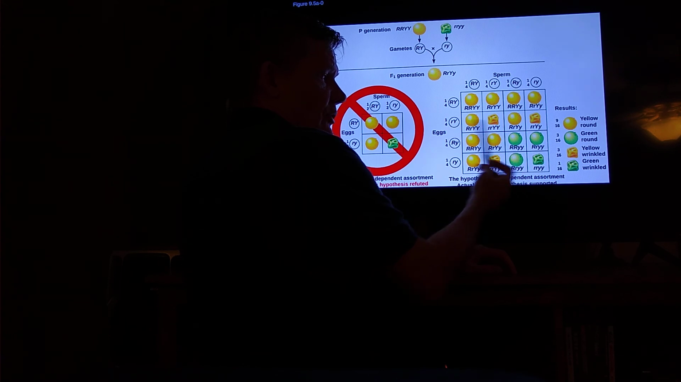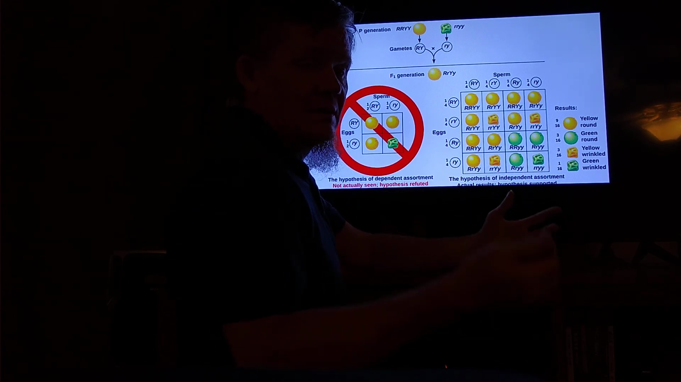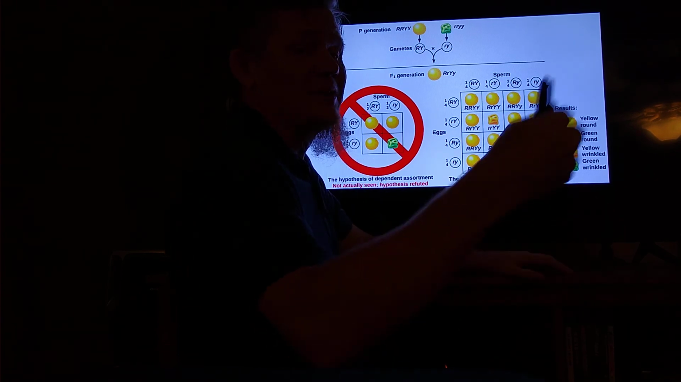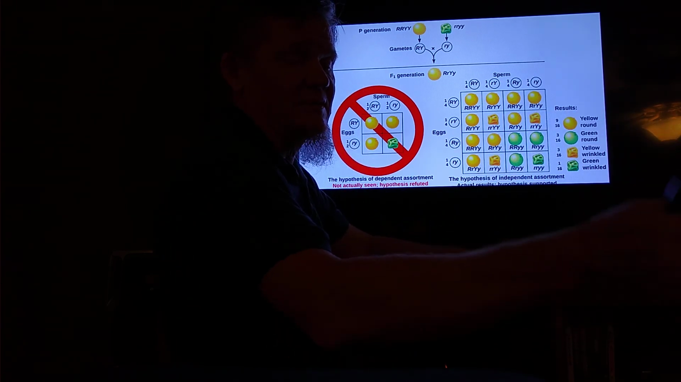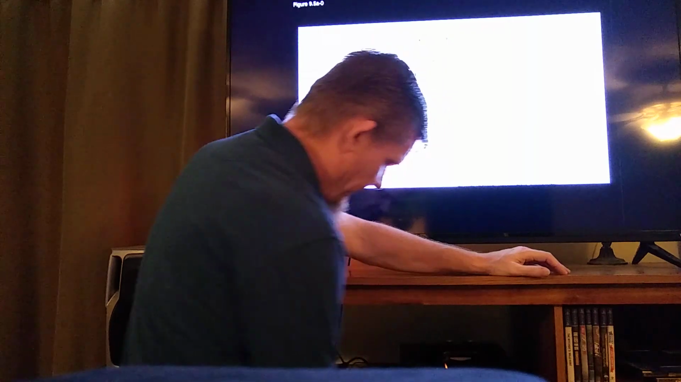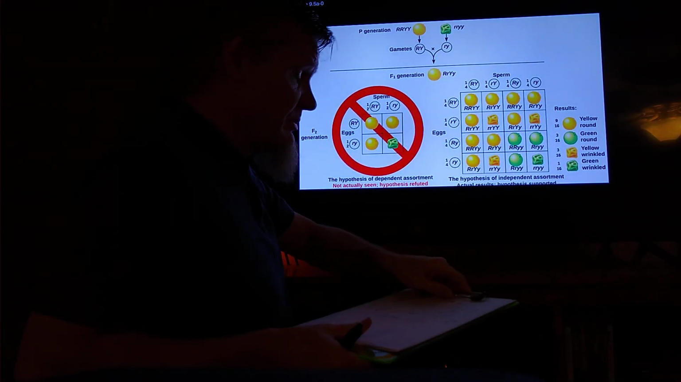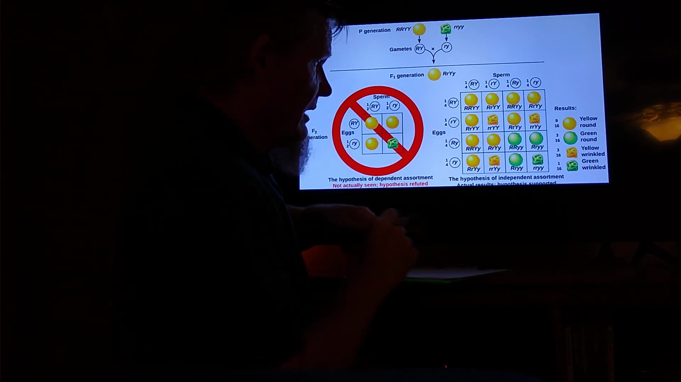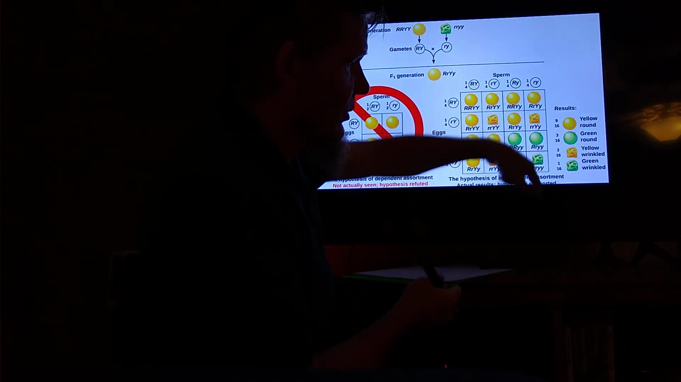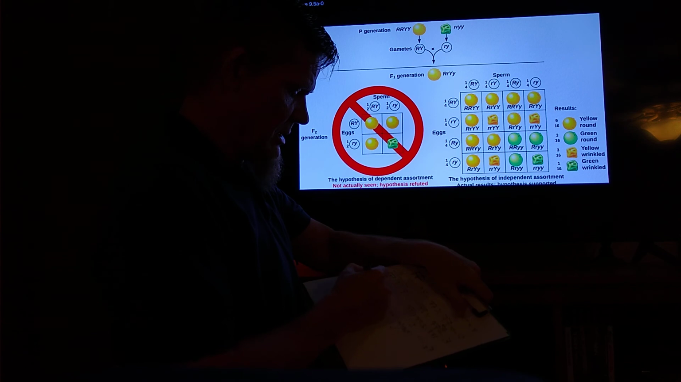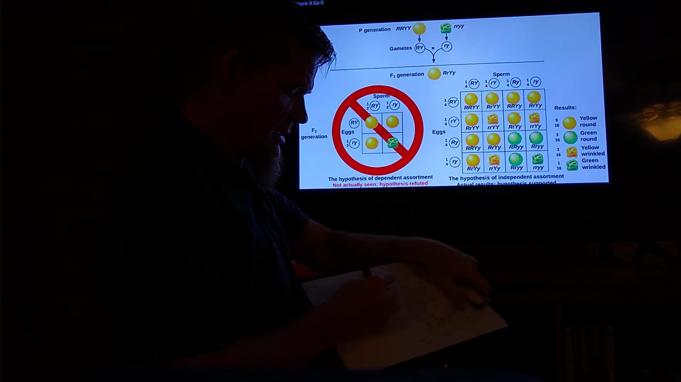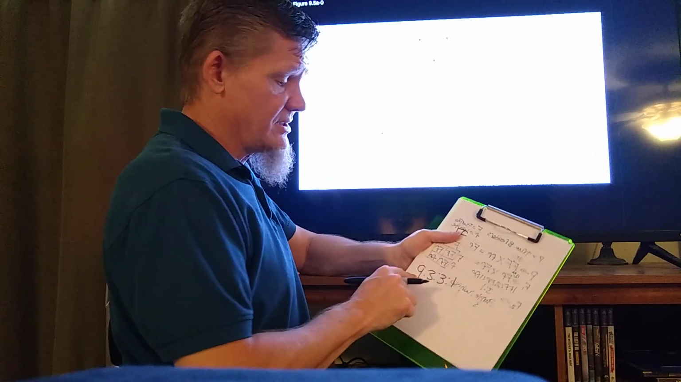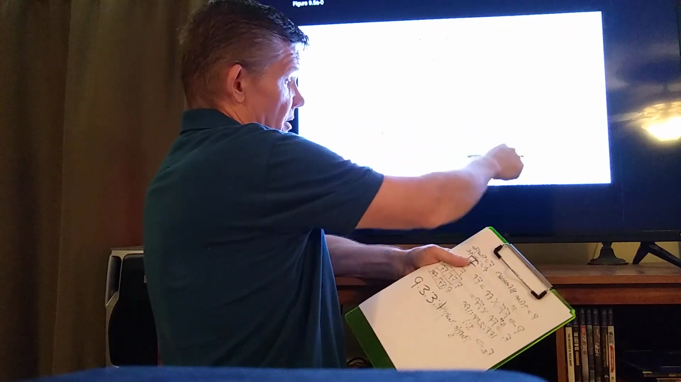Here's an inflated green. Inflated is the dominant trait for seed shape, but green is the recessive trait for seed color. Remember that ratio we had before? It was 3 to 1. He found a 9 to 3 to 3 to 1 ratio. The third summer, the F2 generation, that's what this is.